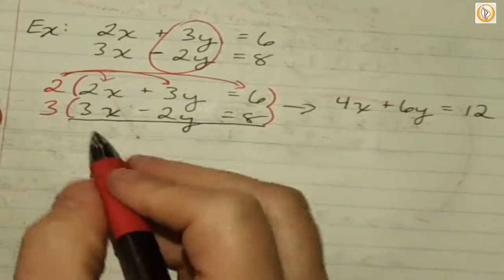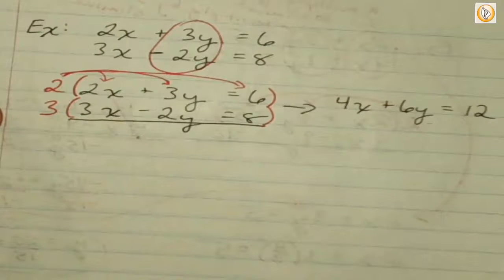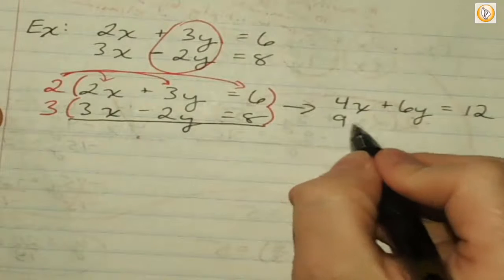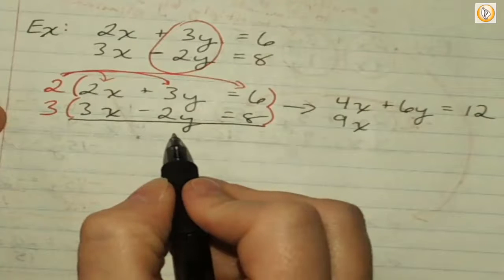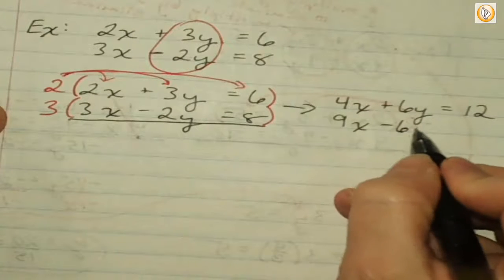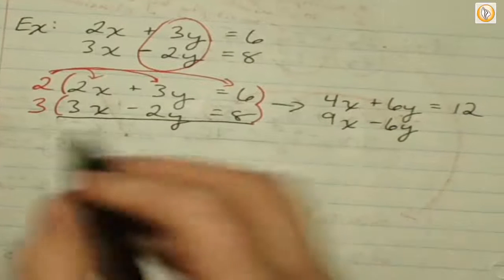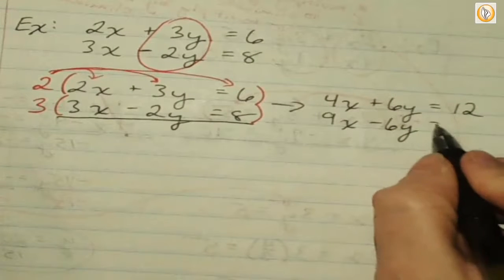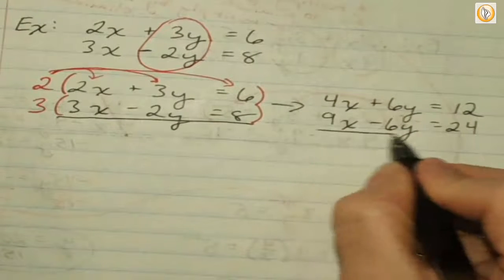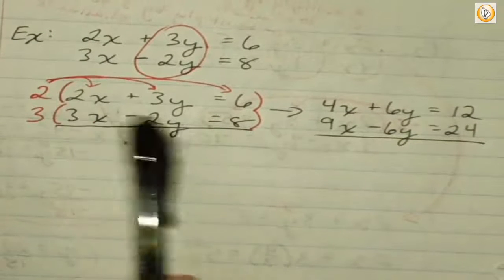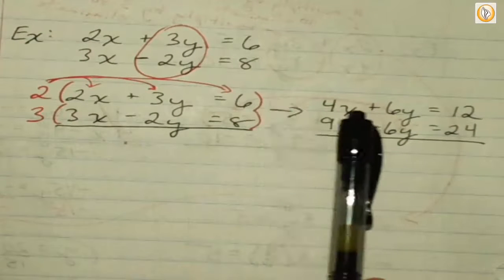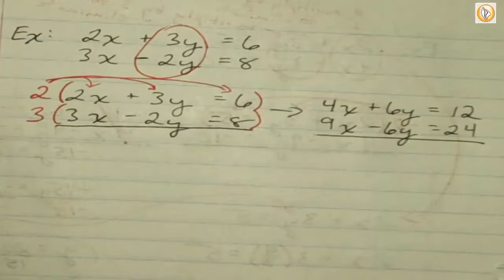Now we're going to go down here. 3 times 3x is 9x. 3 times negative 2, look, negative 6y. And 3 times 8 is 24. See what I did there? You can multiply both lines by something to get to a point where you can eliminate.